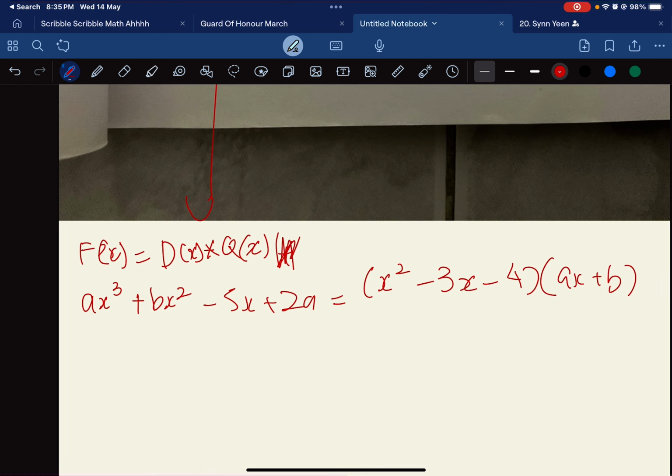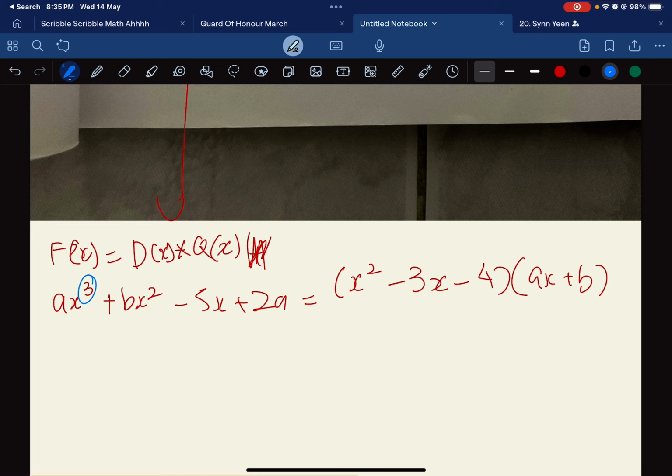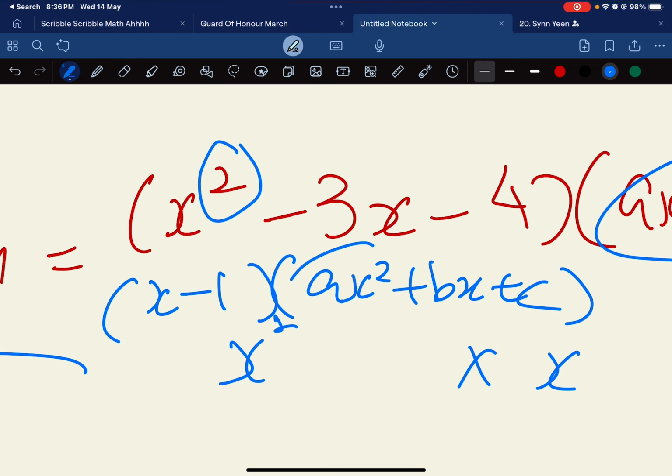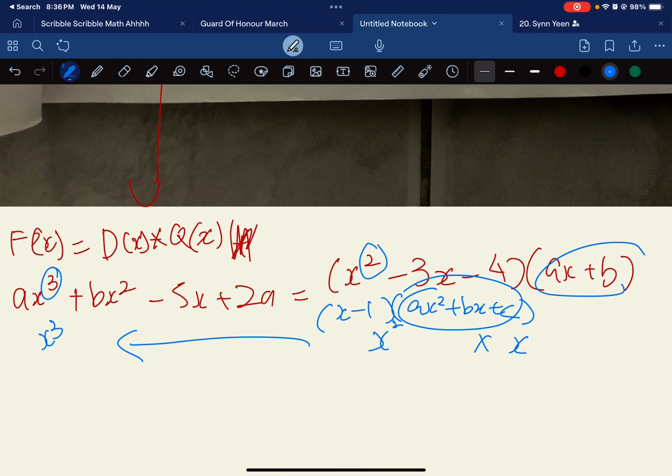Why is it ax plus b? Let's look at this. For ax cubed, using common sense, you know here there's a degree 2, which means there's x squared. I need to times another x to become x cubed. Logic. Sometimes they will give you, like, x minus 1 is a factor, and ask you to compare x squared plus bx plus c. Why are we always using ax squared plus bx plus c? It is because it's the general form.